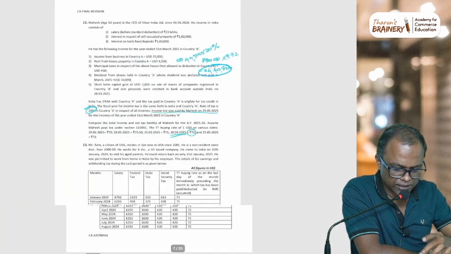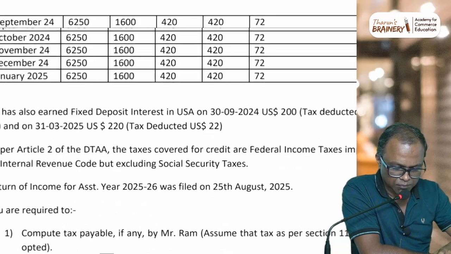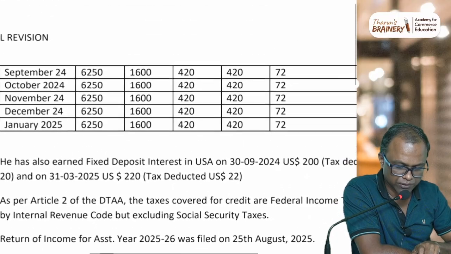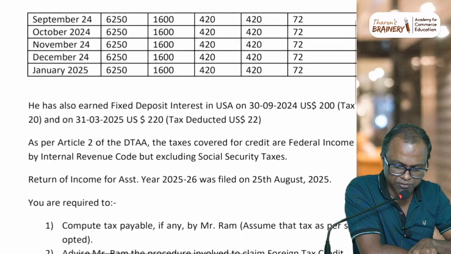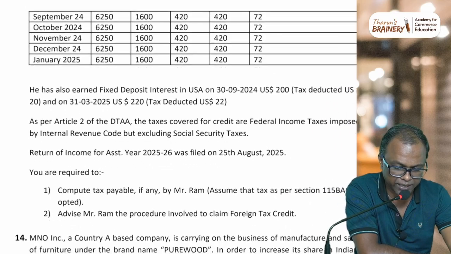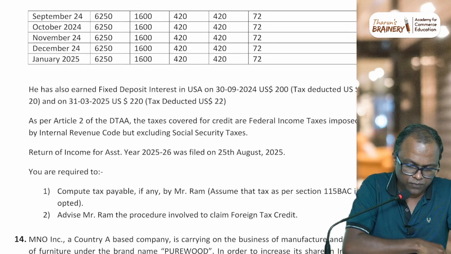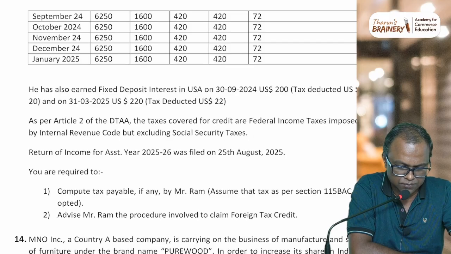Throughout the month, the salary is uniform, 6,250. From April 2024 till January 2025, his exchange rate is the same, 72. So simply apply 6,250 for April to January. How many months? 10 months, right? So $6,250 into 10 into rupee 72. That is salary in INR. How much should be the salary in INR? 45 lakhs. Round figure, 45 lakhs.